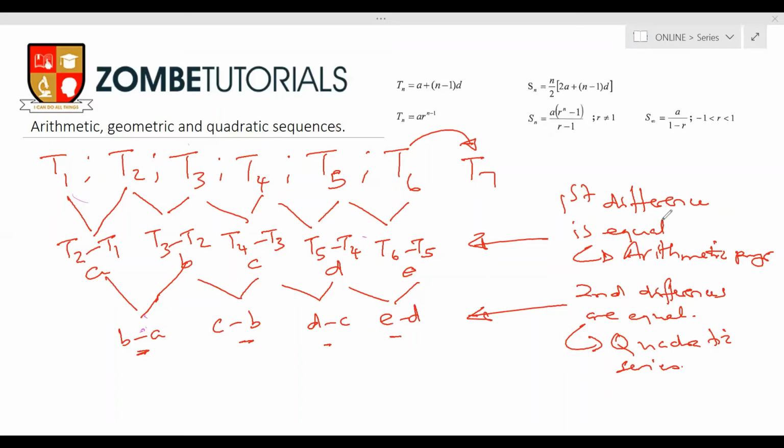So this is how you can distinguish between your three sequences. The first one, which is the arithmetic progression, we check if the first differences are equal. If the first differences are equal, then it is an arithmetic progression. And if the first differences are not equal, we go ahead and check the second differences and see if they are equal. If the second differences are equal, then we're dealing with what we call a quadratic sequence. So that leaves us now with the geometric sequence.